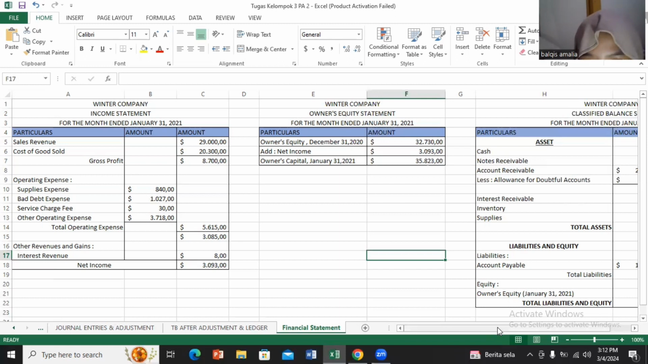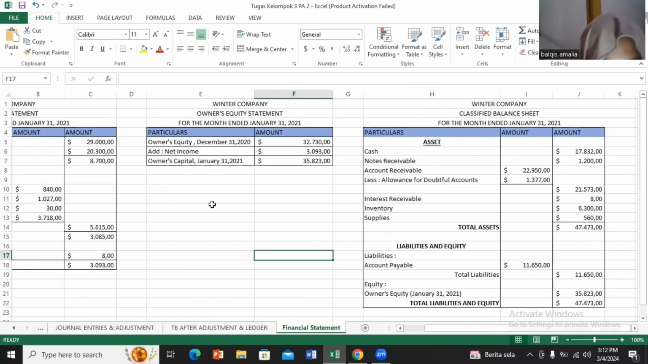2021. The particulars are: first one is owner's equity, December 31st, 2020. The amount is $32,030. It will be added with the net income of $3,093. And after that, the result after we add both of the accounts will be owner's capital for January 31st, 2021, $1,883.